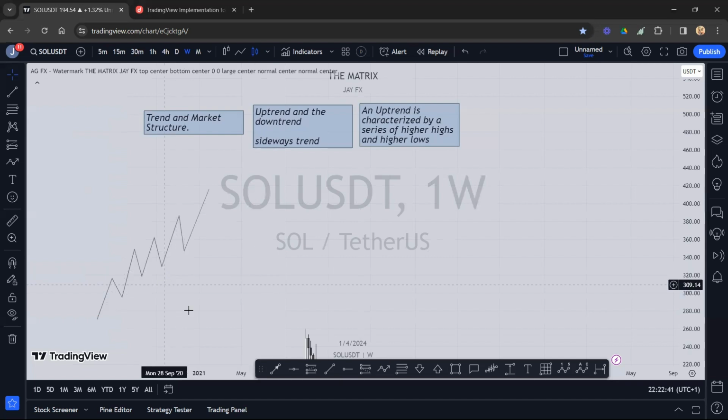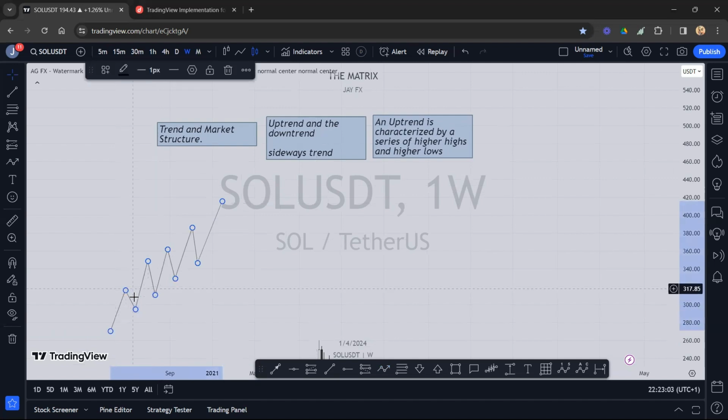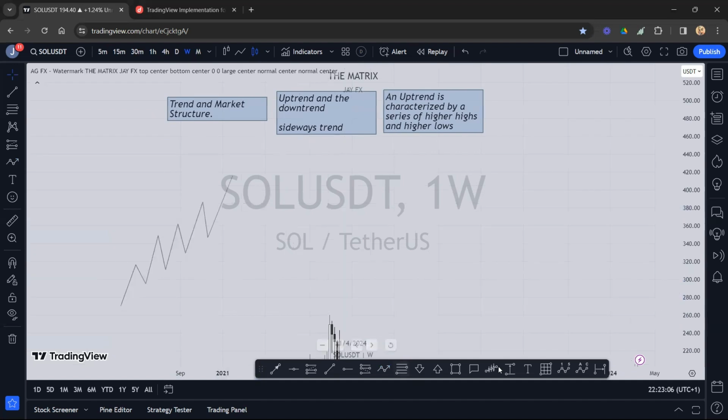So the market doesn't just move straight in one direction. It must move in waves, like we talked about in the previous class on key levels. The market moves in waves from one level to another level. So if it's going up, it's going to make a series of higher highs and higher lows. All right, so let me put this here. This is an uptrend.